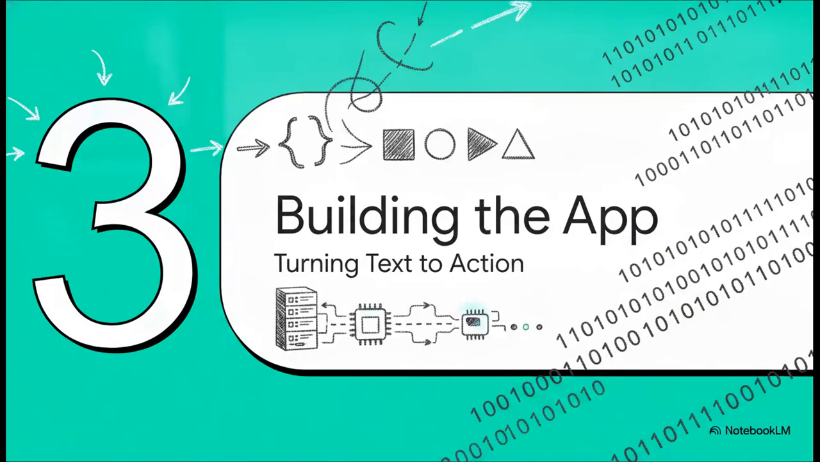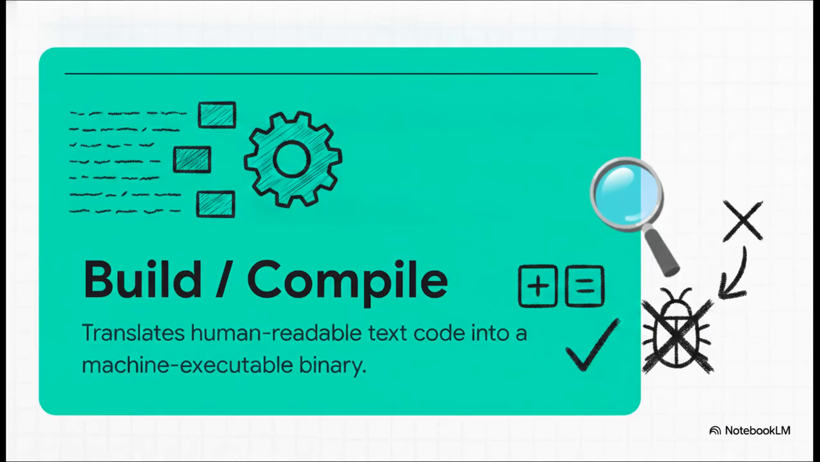All right, Section 3. Building the application, turning text into action. Okay, so the code is approved, but it's still just human-readable text. And as you know, servers don't speak English, and they certainly don't speak programming languages like Java. They speak binary, 1s and 0s. This is where a process called compiling comes in. Compiling is exactly like translating a book written in English into a language that only computers can read. A tool like Maven steps in, takes the raw text and builds or translates it into a machine-executable binary.